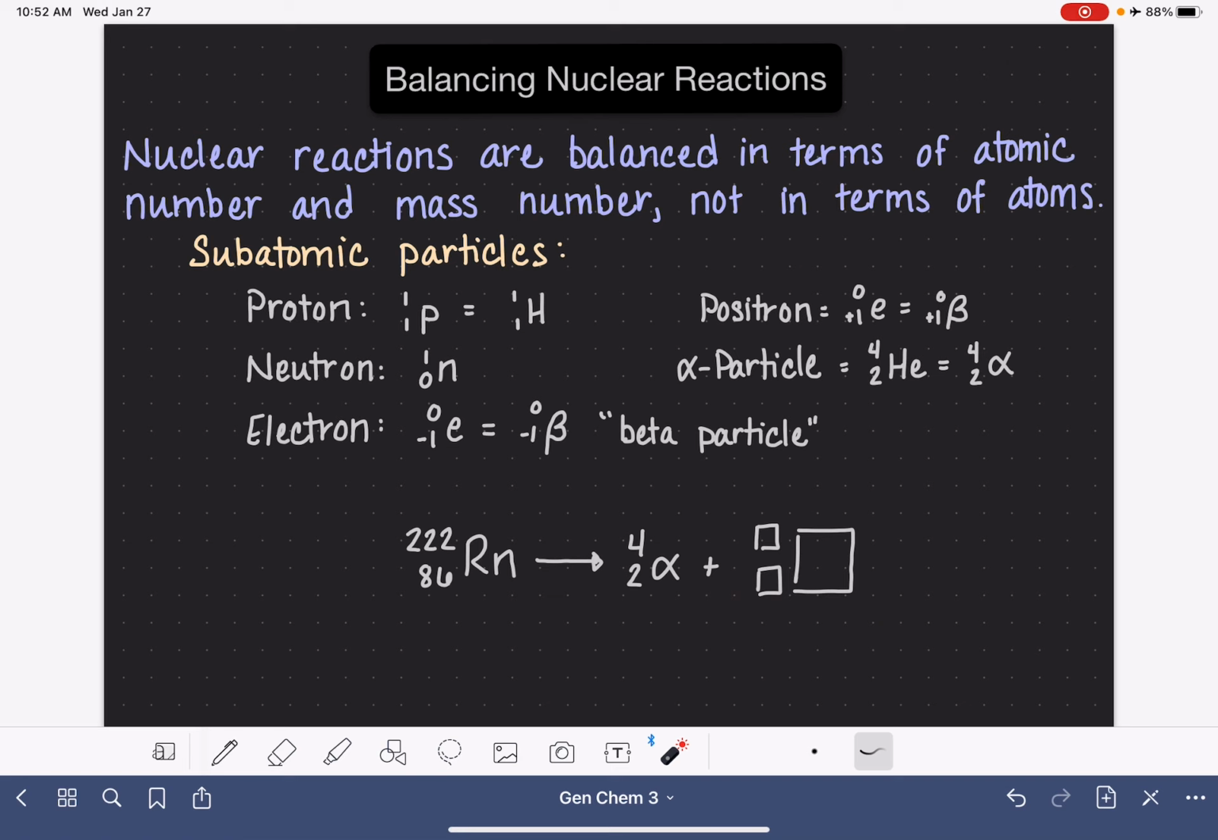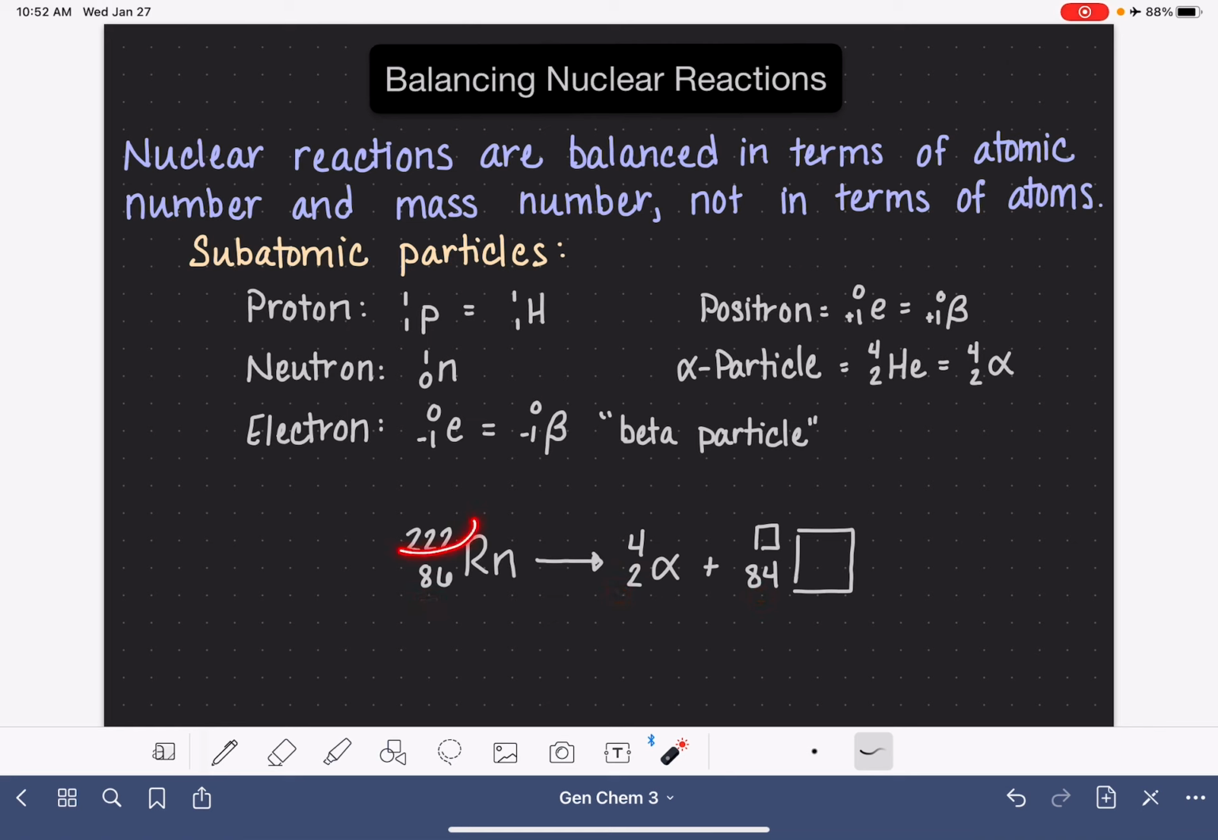In order for us to do that, we're going to maintain the conservation of atomic number and mass number. Starting with atomic number, the atomic number is 86 on the left-hand side, and that means our atomic number on the right-hand side also needs to be 86. So that means that this atom that we create needs to have an atomic number of 84, because 2 plus 84 is going to equal 86.